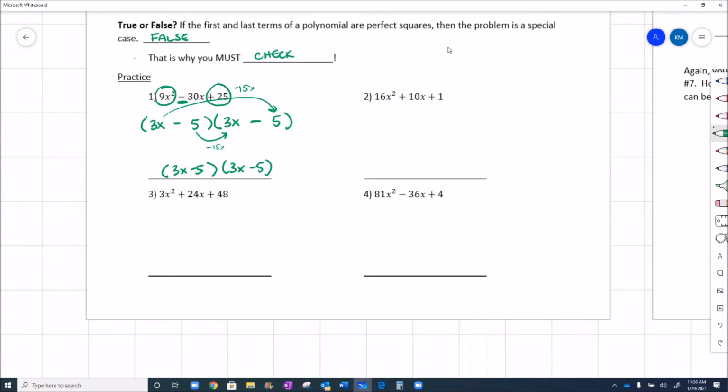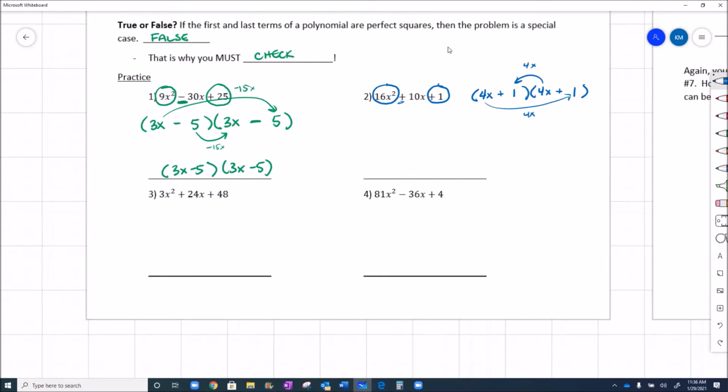Looking at number 2, we have 16x squared, a positive perfect square, and 1, a positive perfect square. If we were to set this up, what's the square root of 16? 4x and 4x, this would be 1, and this would be 1. Our sign, positive. Let's see if it works out. 4 times 1 is 4x, 4 times 1 is 4x. That would give us 8x.